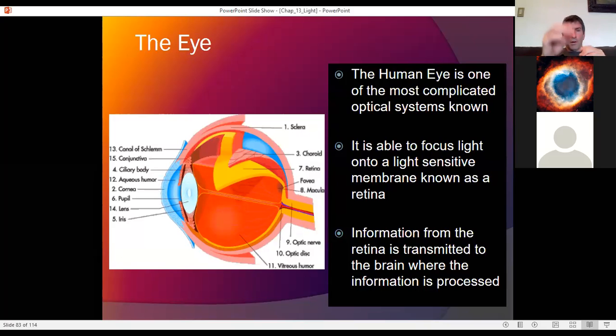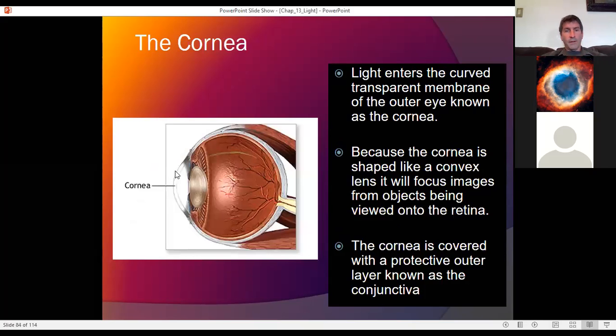As you look further, the lens will flatten out so it doesn't focus the light as strongly. As you look closer, the ciliary muscles relax and allow the lens to get fatter to more strongly focus the light on the back. So the cornea bends most of the light. You can see it even looks like a lens. Okay, it even has that curvature. So it's a convex lens.